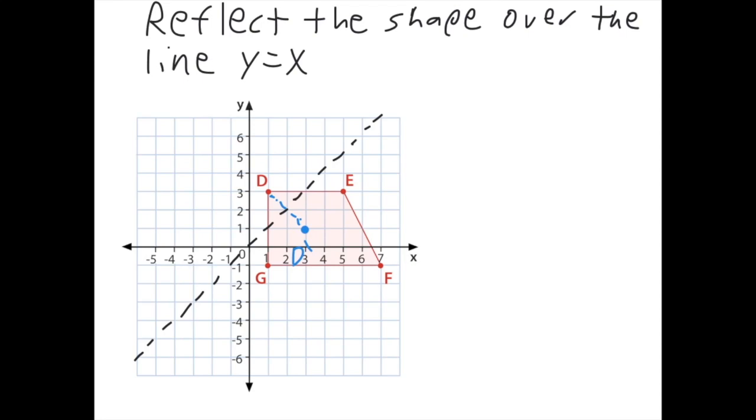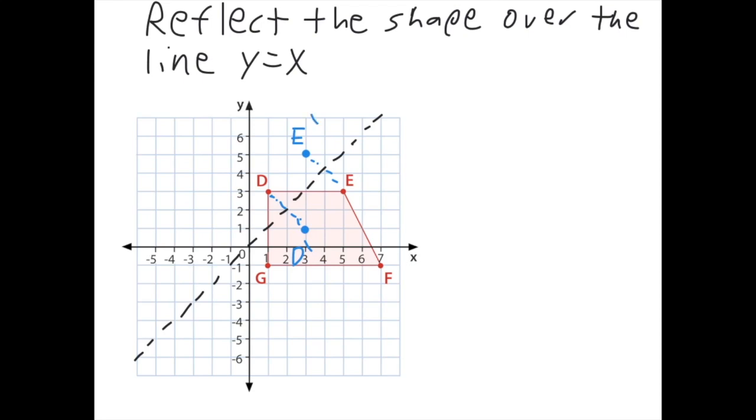Same thing over here with E, except we'll go up 1 over 1 and hit the point. So we do the same thing on the other side, and that will give us our point, E prime.